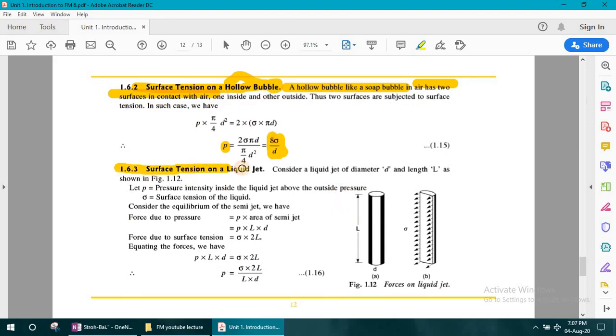And the third one is known as surface tension on a liquid jet. Suppose this is a liquid jet, cylindrical in form. If water is coming out through a pipe, then it will come like a cylindrical jet. Now here the diameter of the jet is D, and suppose the length of this cylindrical jet is L. Then finally the pressure we get is P is equal to sigma into 2L divided by L into D, where L can be cancelled and we get the answer P is equal to 2 sigma by D. So these are the forces acting on a liquid jet. Thank you.